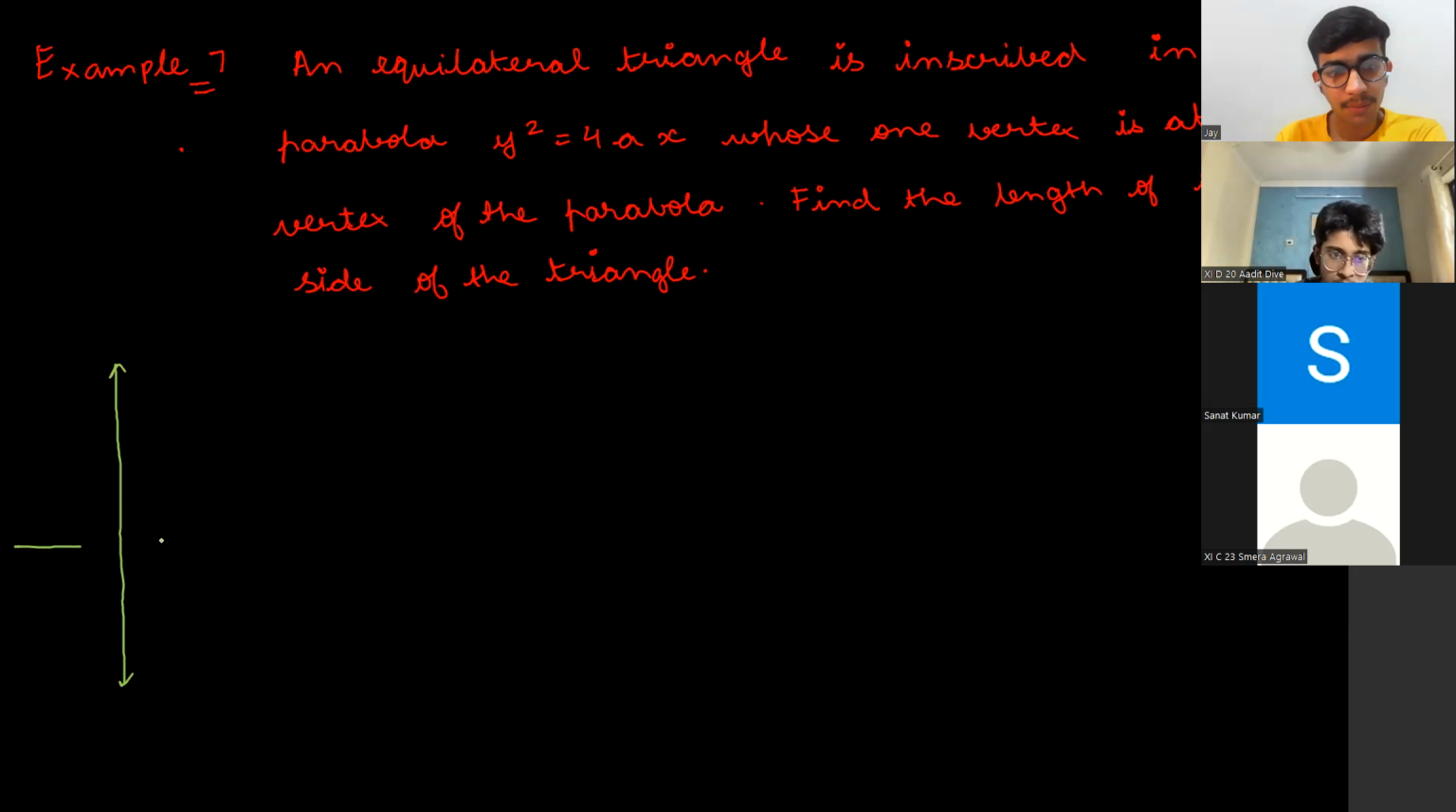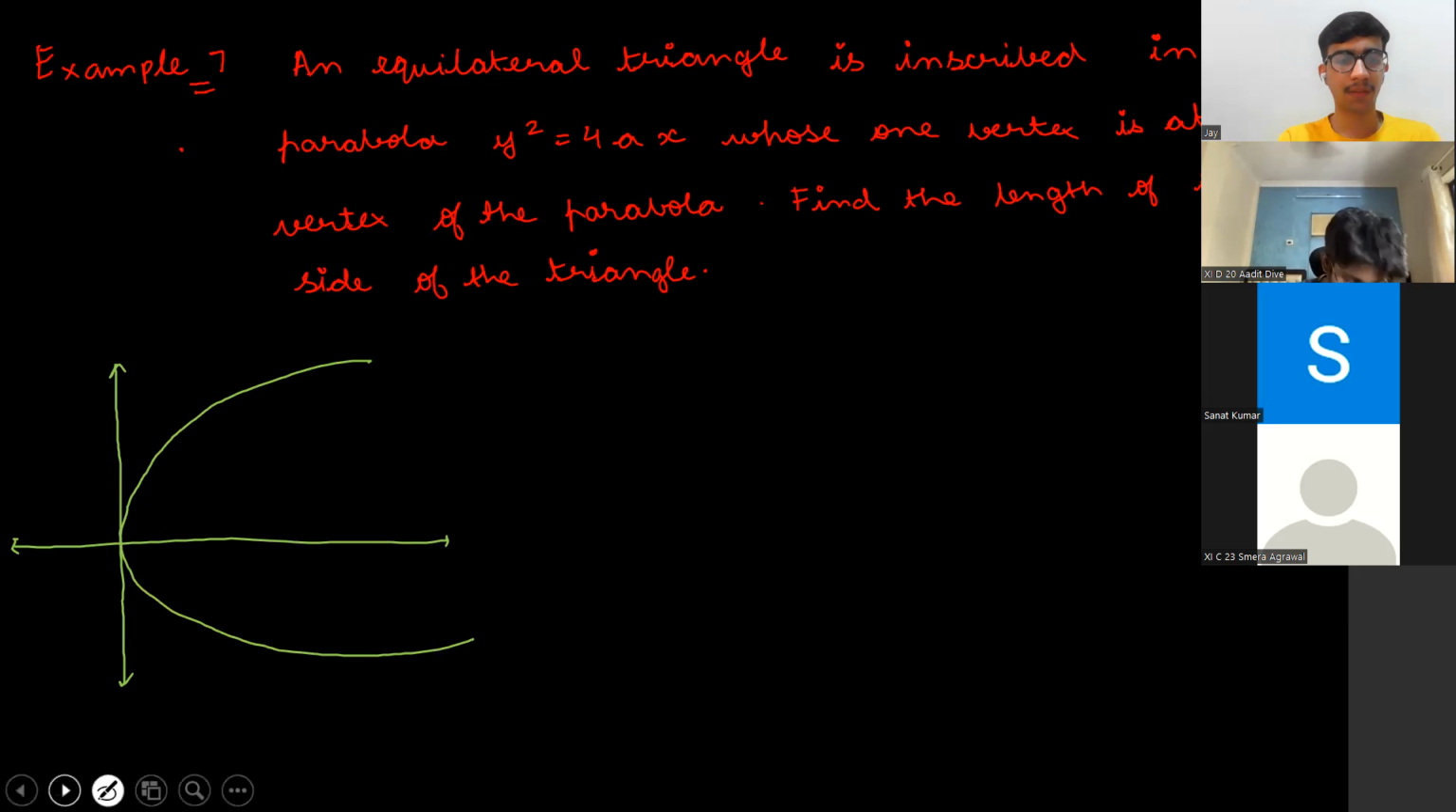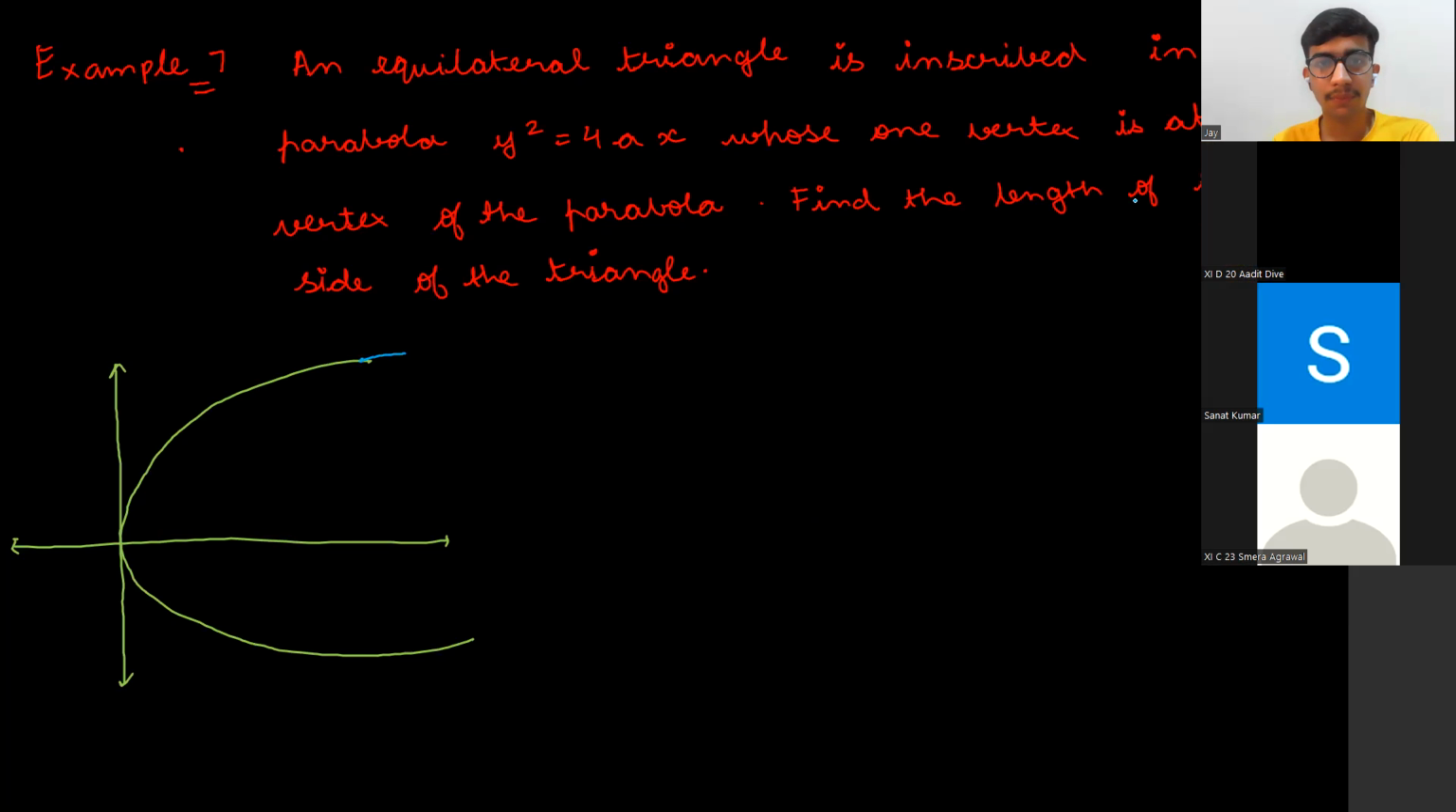So we have y square is equal to 4ax. So the parabola looks like this. Now we have inscribed an equilateral triangle whose one vertex is at the vertex of the parabola. That means one vertex is this. One of the points is this. Let's say the other points are these. So I hope everyone has drawn the figure. Yes, sir. It looks like this.